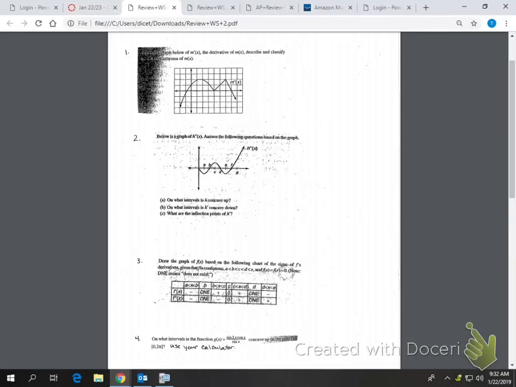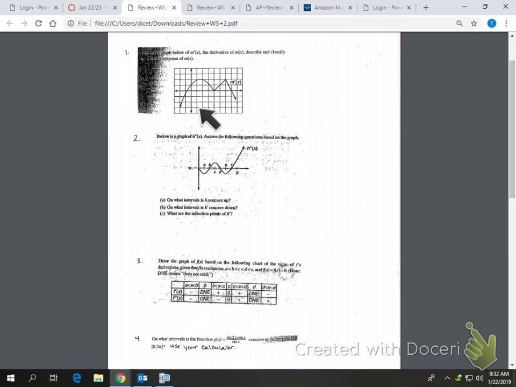Refer back to it later, you can. We shall see, right? So here we go. I have this graph, and I know it's hard to see. This is the derivative. Describe and classify the relative extrema.